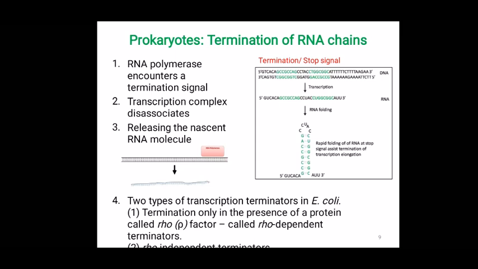In general, two types of transcription termination mechanisms are observed in E. coli. One is termination in the presence of a protein called Rho protein or Rho factor. That process is called Rho dependent termination. In the other, termination occurs without the Rho protein, and that is called the Rho independent termination mechanism.